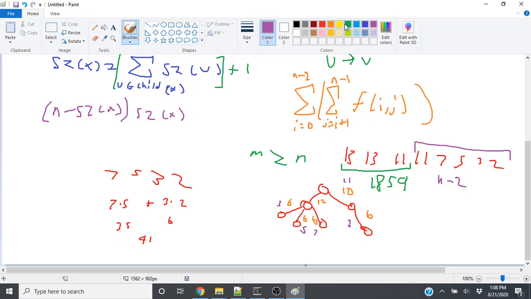And then we give the remainder, the product of the first, what would it be? M minus n minus 1, no. M minus n minus 2 integers, the product of those to the biggest number. 1859 here. And that's our strategy.